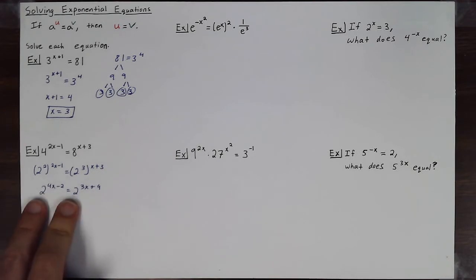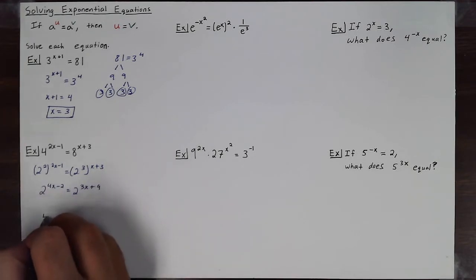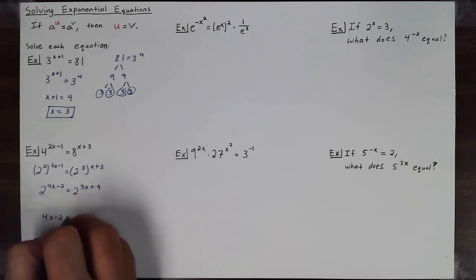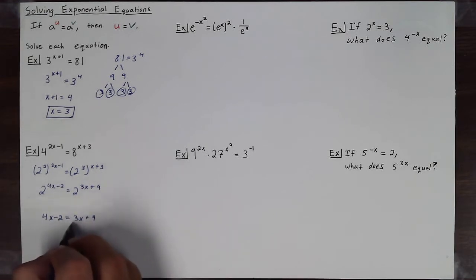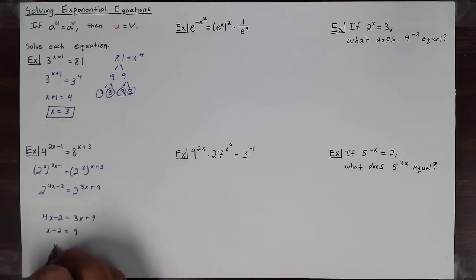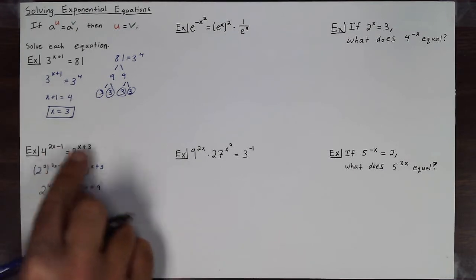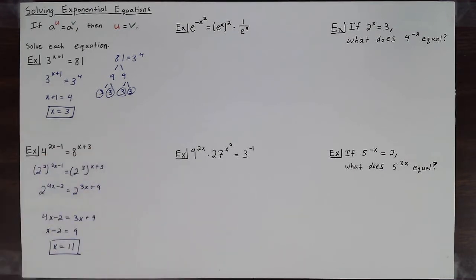Now they have a similar base. I can set their exponents equal to each other. Then I can subtract 3x, give me x minus 2 is equal to 9, add 2, and x is equal to 11. So when x is 11, these two expressions are equal to each other.